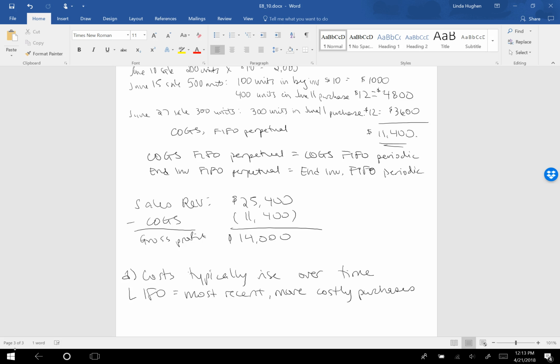Last in, or most recent, is first out. Most recent costs are the ones sold. So the more costly purchases are in cost of goods sold with LIFO, resulting in higher cost of goods sold and therefore lower net income or gross profit.